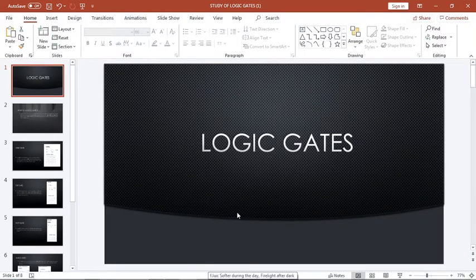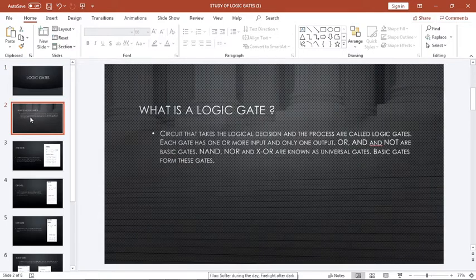In this video, I will be explaining about logical gates. Logical gates are circuits which perform logical operations. AND, OR, and NOT are basic gates. NAND, NOR, and XOR are known as universal gates.